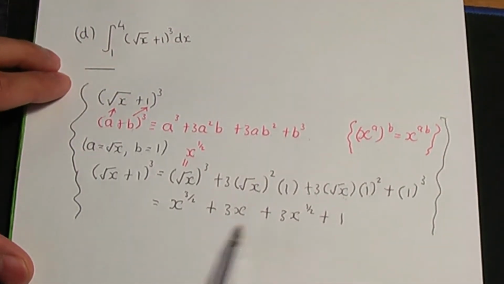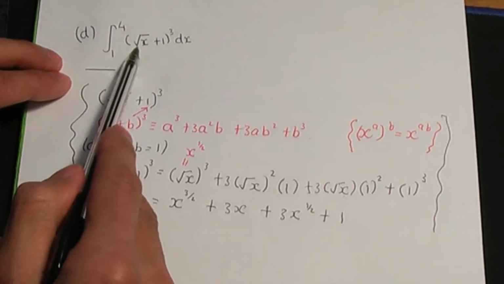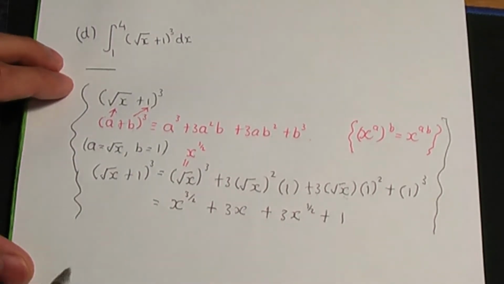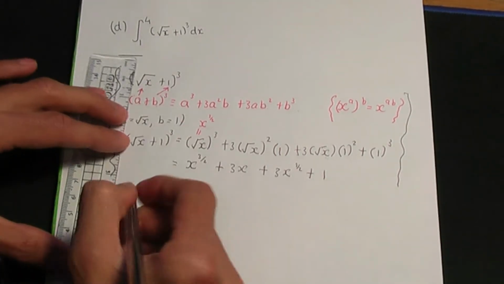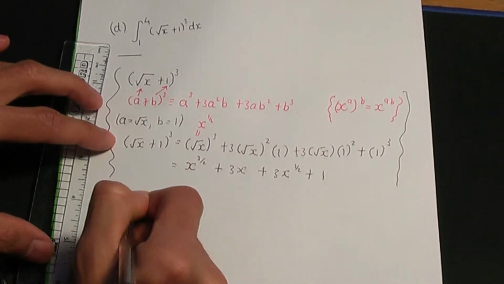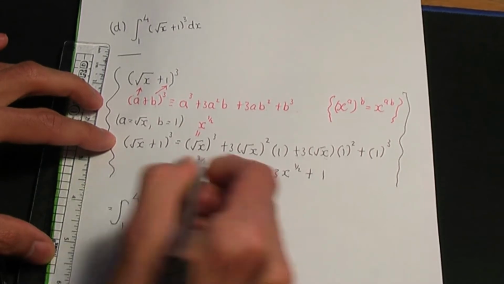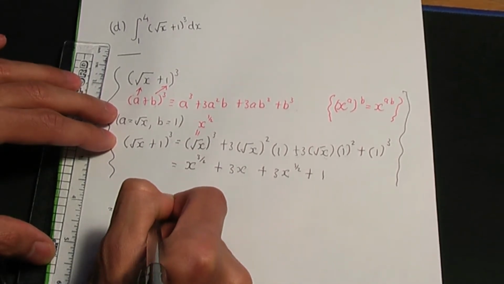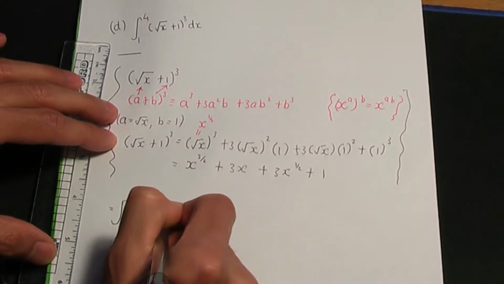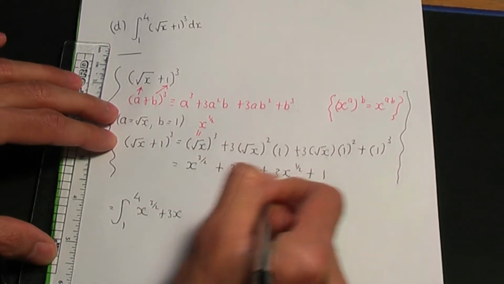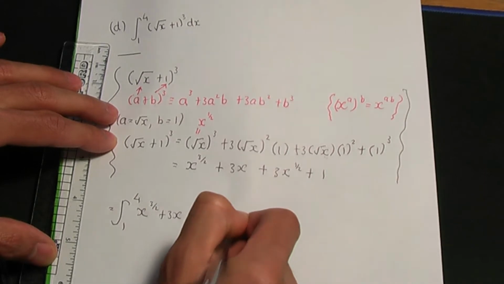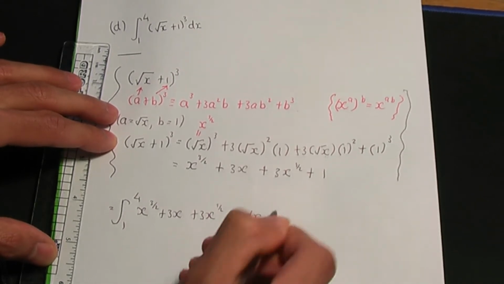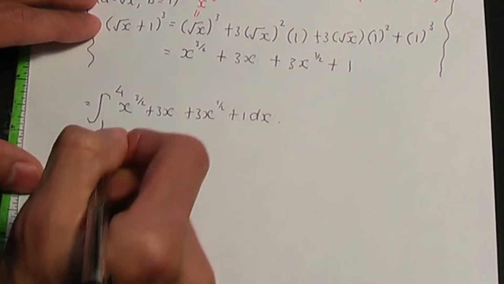So this is what you should have when you expand the integrand. So let's use this in order to help us with this integral. So now we're integrating between limits 1 and 4, x to the power 3 over 2 plus 3x plus 3x to the half plus the 1. So let's integrate that with respect to x.